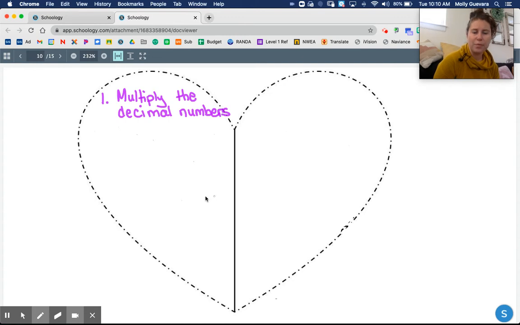Didn't fit it. Oh well. Okay, so you're going to want to multiply the decimal numbers. Let's go through the steps and then we'll look at an example, okay?